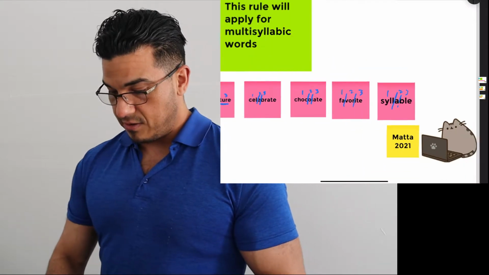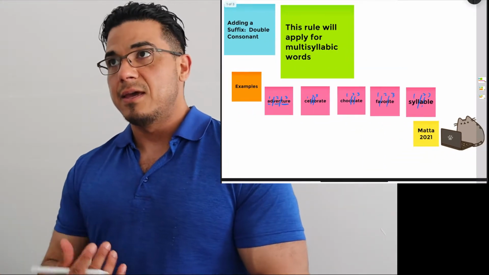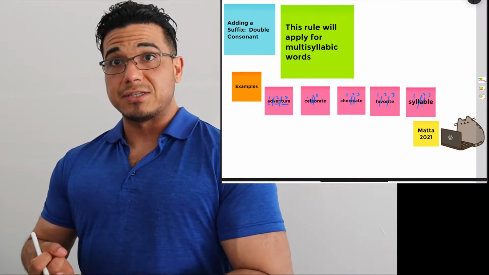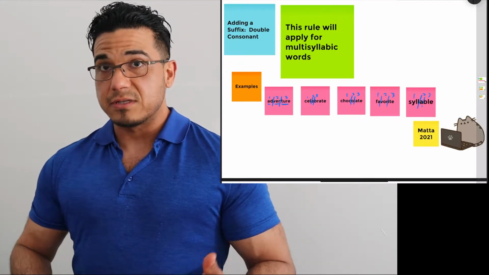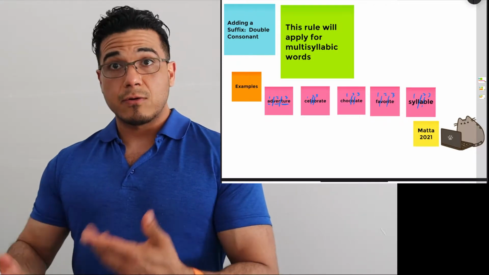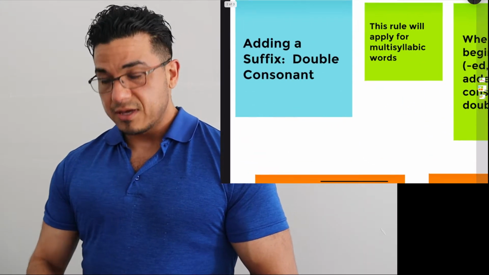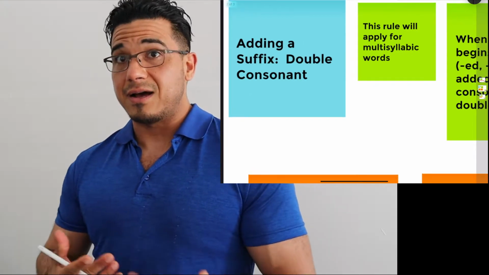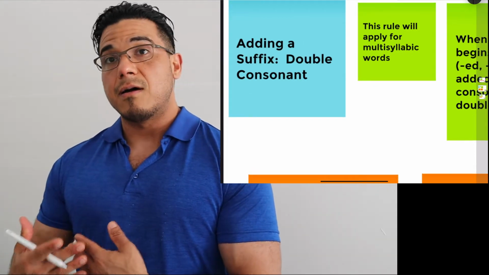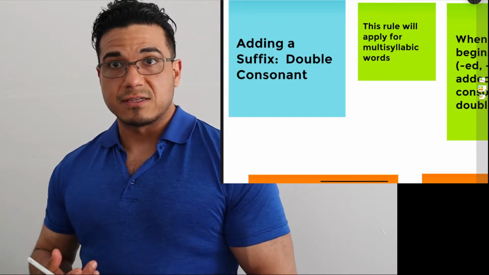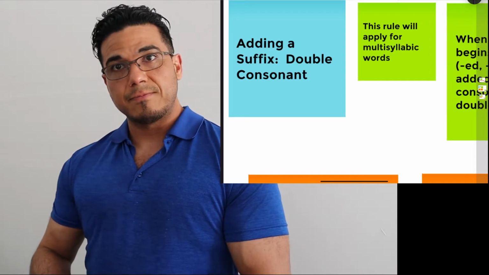Okay, now that we've covered what a suffix is, and again, these are letters that you attach to a base word to change its meaning or to change its tense, and we talked about syllables and how to identify them, we're going to go ahead and move on into what this rule actually is. I'll zoom in really quick. We're talking about doubling the final consonant of the word when adding a suffix, because it doesn't always need to be done.